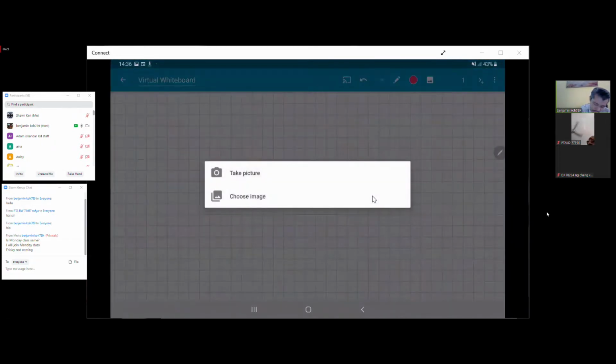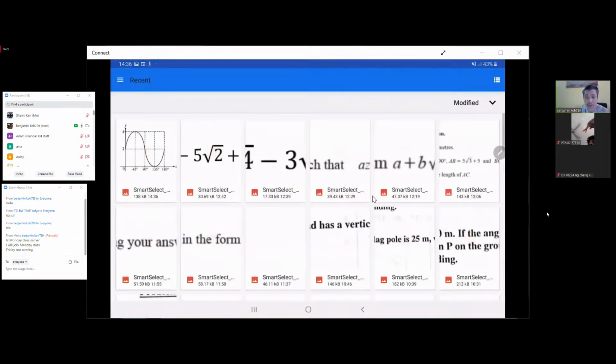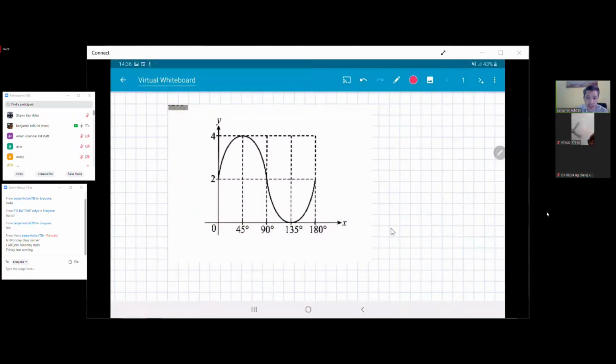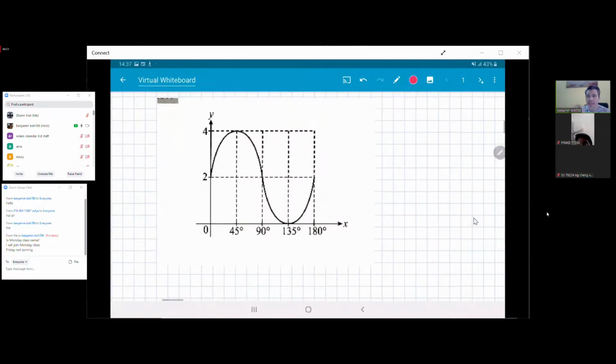In order to write down the equation, number 1, you have to know the shape of the graph. Graphs can have amplitude. The graph can be reflected. Then there's a modulus for the graph, and the graph can also shift up or down. So number 1, I need to know the basic graph shape. I know that the sine graph has this shape.